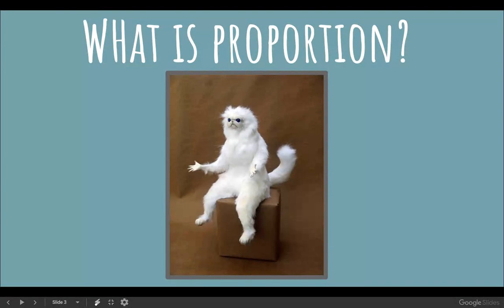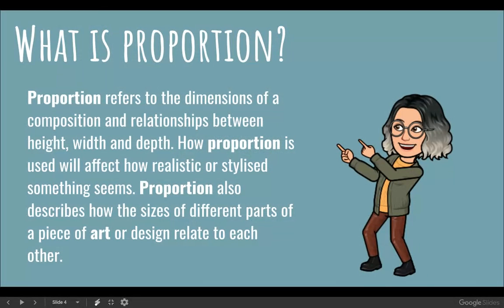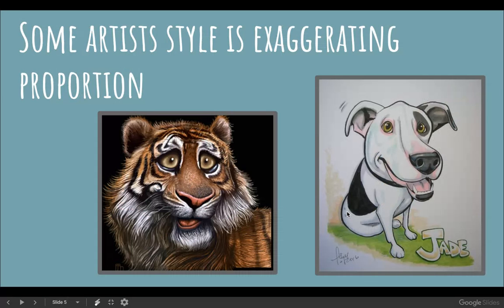And you can see this cute monkey is like, what is proportion? We talked about proportion a little bit yesterday. It refers to the dimensions of a composition and relationships between height, width, and depth. How proportion is used will affect how realistic or stylized something seems. Proportion also describes how the sizes of different parts of a piece of art or design relate to each other. So some artists' style is exaggerating proportions. You can see they exaggerate the dog's face, they exaggerate the tiger here. It's exaggerated. Are you somebody who wants to do that? Did you do that yesterday with your selfie?